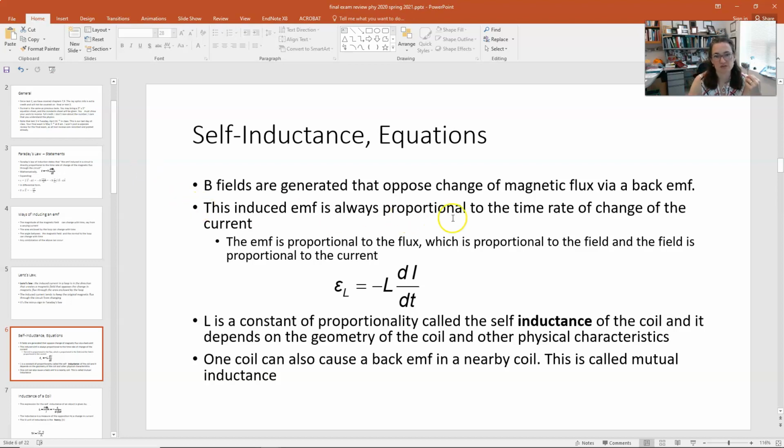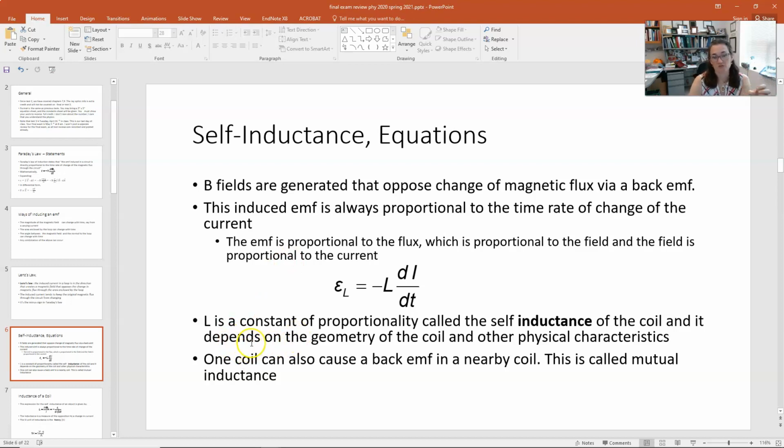And this induced EMF is always proportional to the time rate of change of the current. So we express that mathematically as back EMF is equal to minus L di dt, where L is a constant of proportionality that's called the inductance of the coil. And it depends only on the geometry of the coil and other physical characteristics, okay? So in that way, it's kind of like a capacitance.